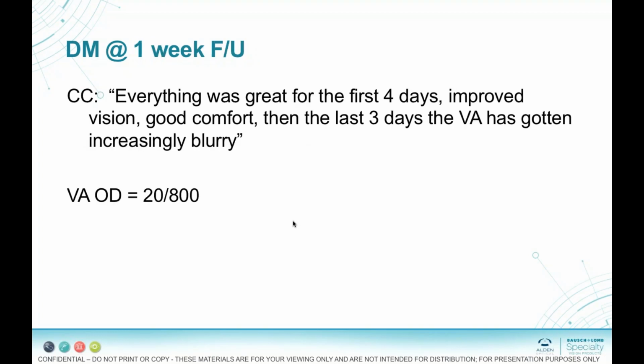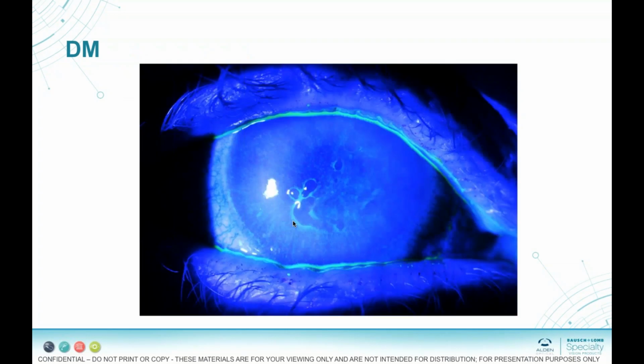So she comes back a week later, and her chief complaint is everything was great for the first 4 days. Everything was great, the vision, comfort, and then just the last 3 days, the vision's gotten increasingly blurry. She comes in seeing 20/800 in the right eye with her contact lens in. And what we've got now is, you can see that the cornea surface looks better, but at the same time, she's got significant bullous keratopathy.